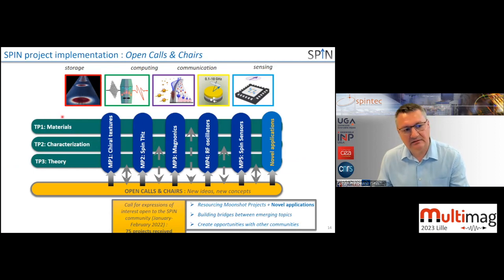In addition to the targeted projects and the transverse projects, starting from next year we'll have two specific open calls in which the objective is both to bring new ideas and new applications toward the moonshot projects, to build bridges between the emerging topics and also create opportunities with other communities. There was a call for expression of interest, which was open to the whole spin community 1 year ago, with already 75 projects or ideas proposed. And all this will be revisited from the end of 2023 and the beginning of 2024 with additional open calls and chairs for new researchers that will be opened.